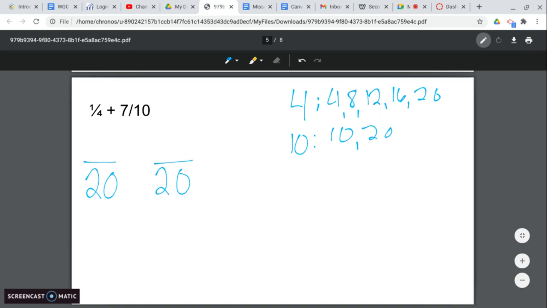So 4 times 5 gives us 20, so we have 5/20, and 2 times 10 gives us 20, so 7 times 2 is 14. 5 plus 14 equals 19/20.